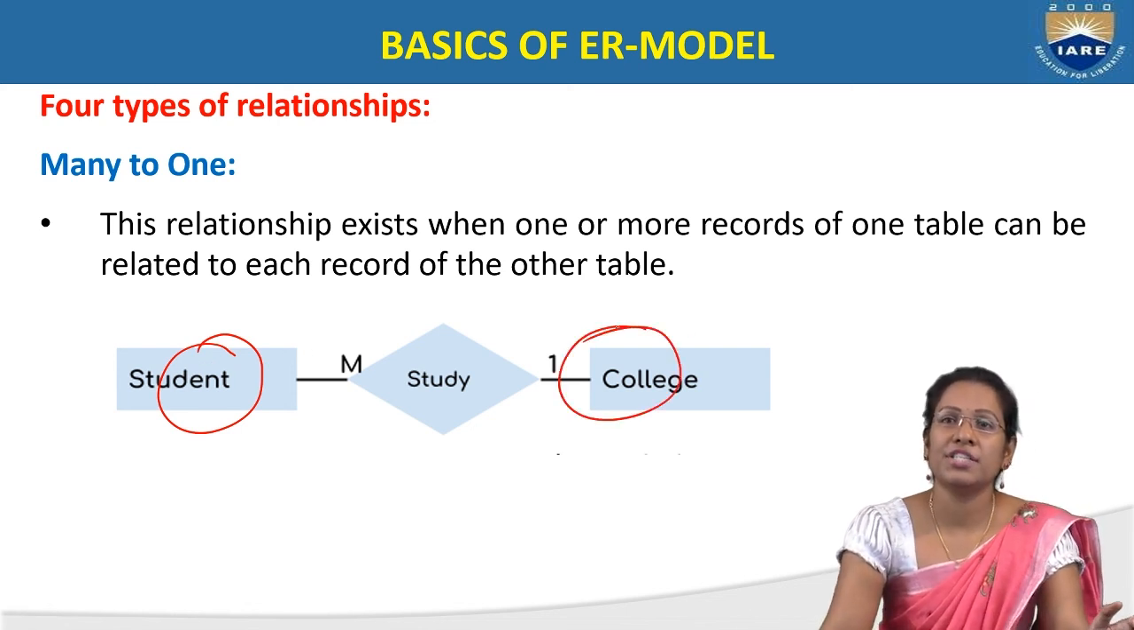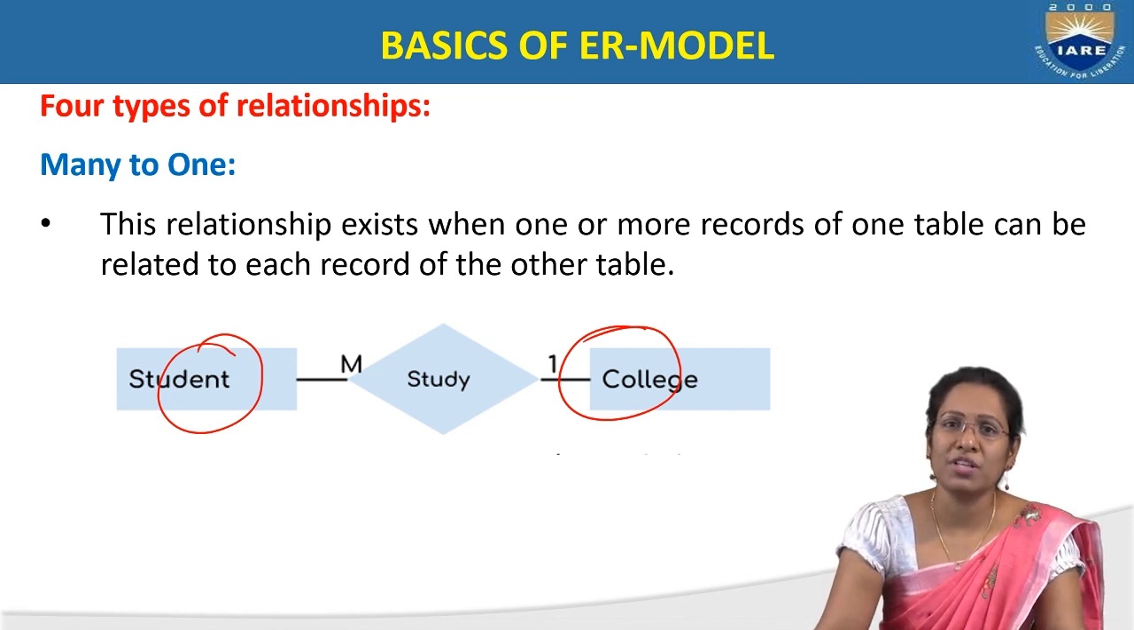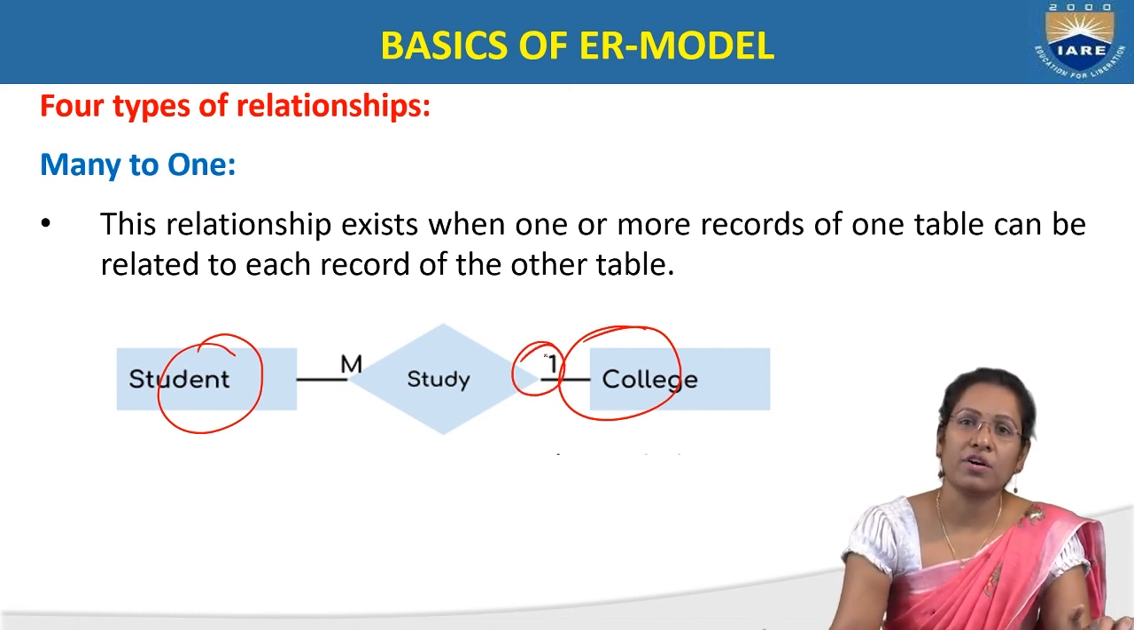So here the relationship between the student and the college is many to one. So many students relate to one college. Nothing but many students study in only one college. And the same many students cannot study in another college at a time. So that's why here I mentioned only one, because many can be related to only one college.